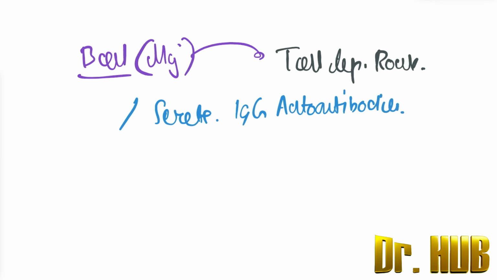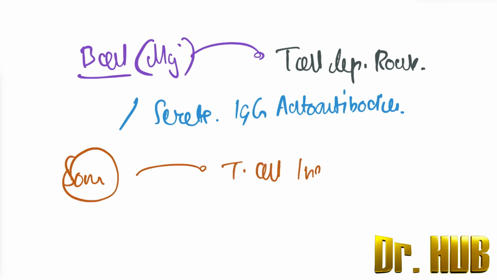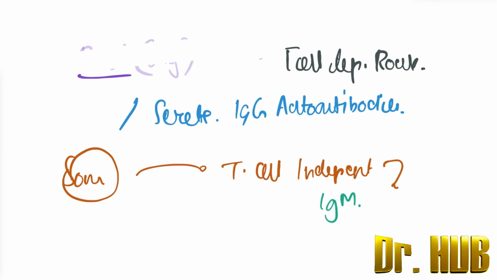Some B cells are activated via the T cell independent mechanism and secrete primarily IgM. So when it is T cell dependent, it secretes IgG. When it is independent, what it secretes is primarily IgM.